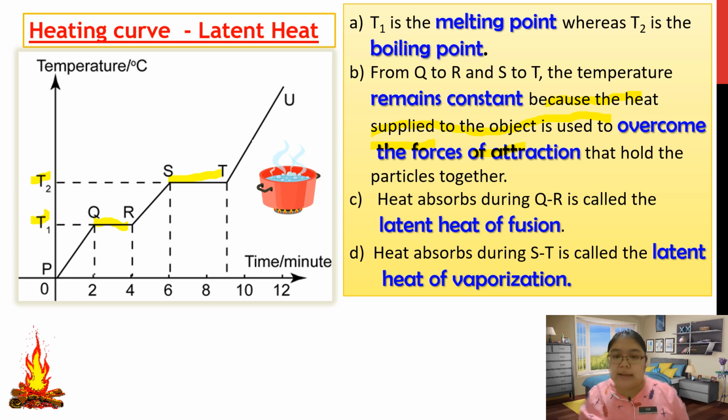Then after that, heat is absorbed. Heat absorbed in QR and ST, we call it latent heat absorbed, but we separate them. QR we call fusion. ST we call vaporization.